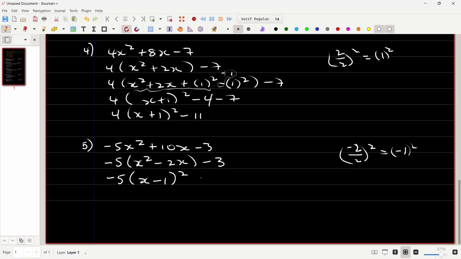And then I'm going to have that negative 1 minusing off. So I'm going to have 1 squared, which is 1, and I'm going to minus off that 1. So minus 1 by the minus 5 is going to give me positive 5, and then minus 3. So I can work this out as minus 5 into (x minus 1) squared, and then plus 2. So this here is basically, well, a little less writing.